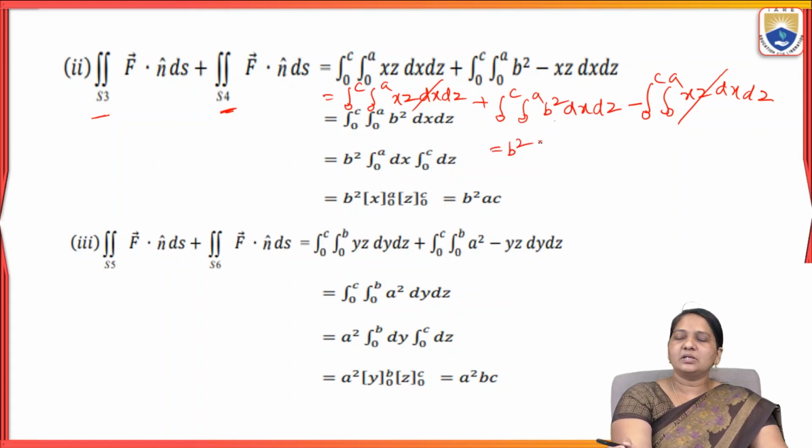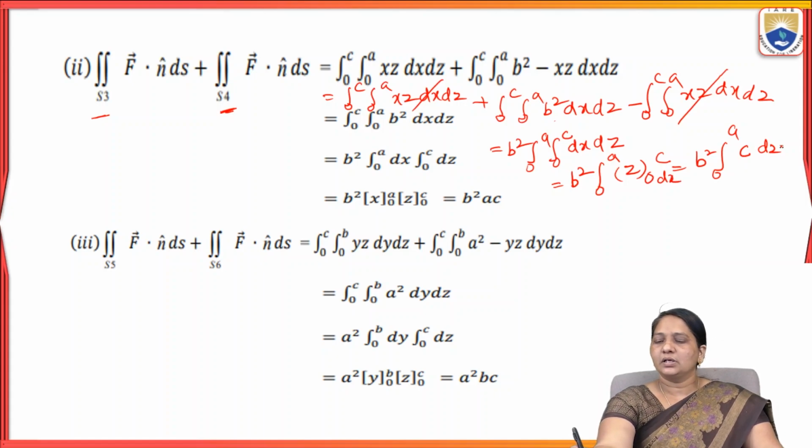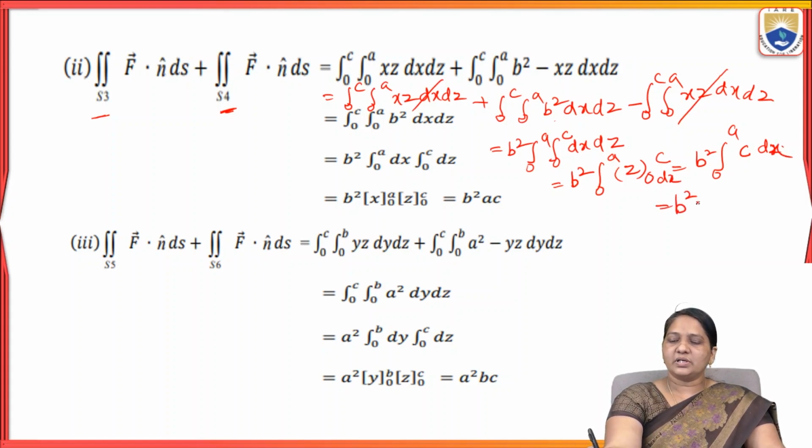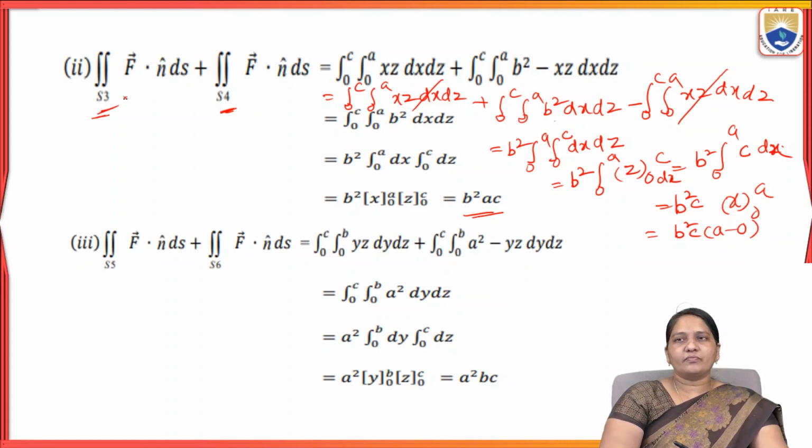Now b square is the constant, taking out integral 0 to a, integral 0 to c, dx dz. Now b square, integral dz is z. So integral 0 to a, integral dz is z, limits are 0 to c. So now b square integral 0 to a, c into dx. Now c also constant, taking out. Integral dx is x, right? So 0 to a. So now b square into c, this is a minus 0. Finally, b square ac. This is the summation of surface 3 and surface 4.